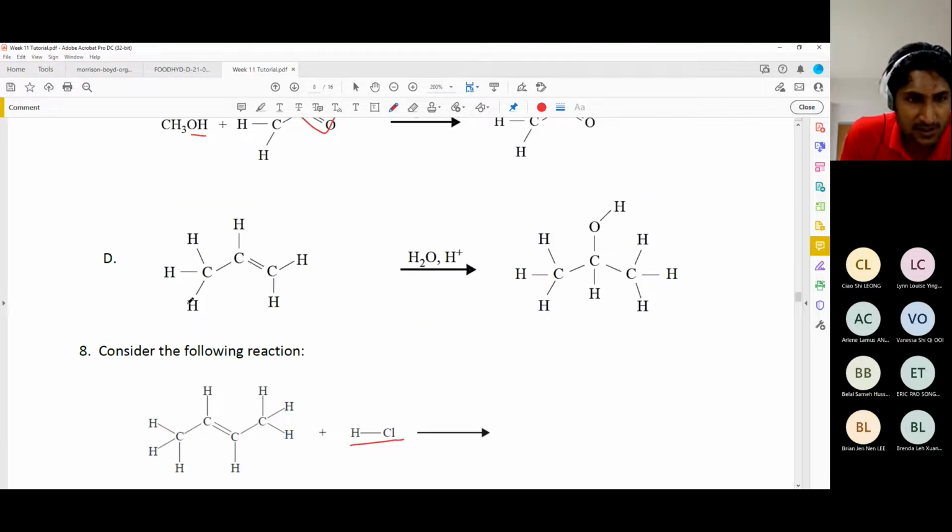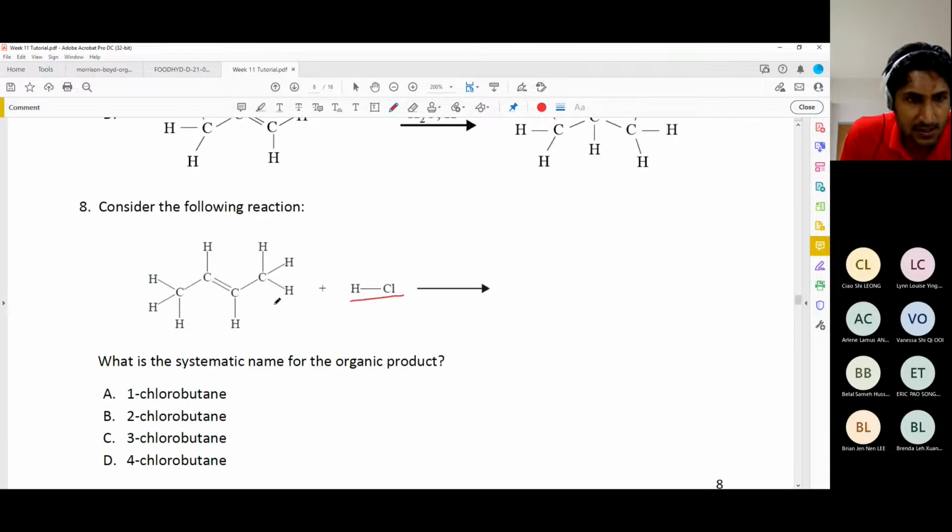What will be the name for this? Let's say chlorine is added here and hydrogen is there. And there is no double bond for this reaction. There's only one bond.